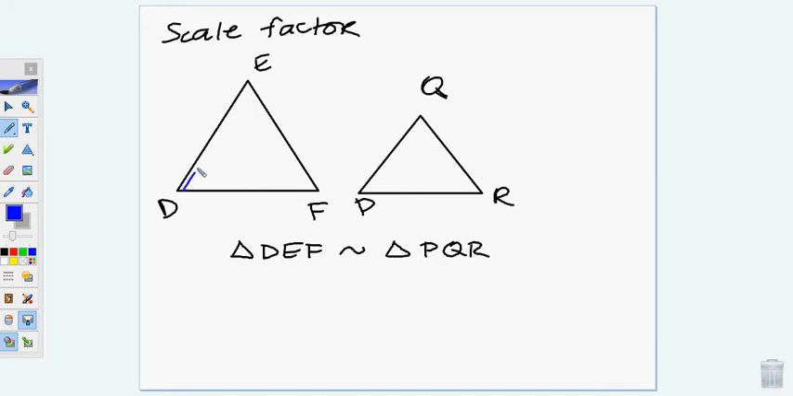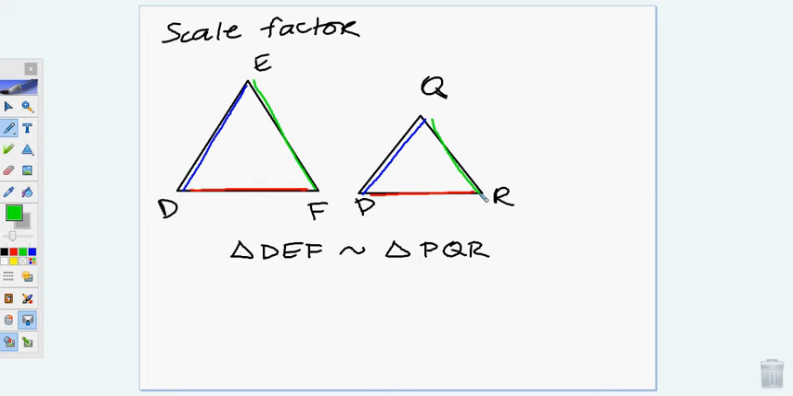This side here corresponds to this one. This side here corresponds to that one. I know that's a little bit sloppy. And then this side here, my calibration is definitely a little off now, is related to, corresponds to that one. So I may tell you that these two figures are related by a scale factor of 2, or for example, I can say that the scale factor from DEF to PQR is 2.